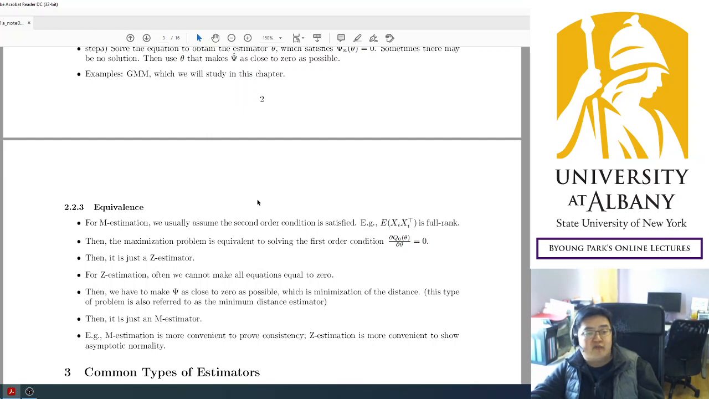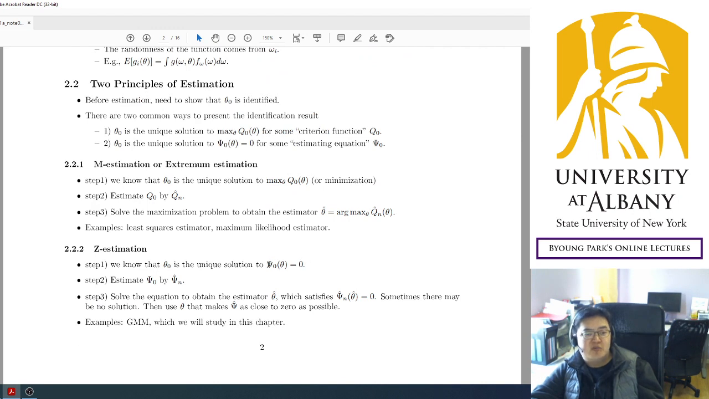For example, you may think about M estimation, which is maximization. Then how can you solve that? We usually assume that the second order condition is satisfied, and then we find the first order condition and solve the first order condition. Then the first order condition is a Z estimation, right? So the first order condition is written this way. This is a Z estimation, and alternatively, Z estimation makes something equal to 0, but making something equal to 0 is actually very difficult to solve on a program.